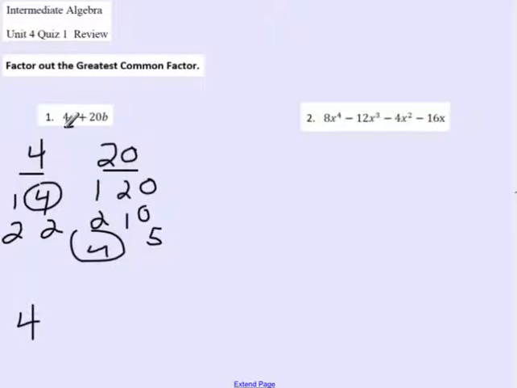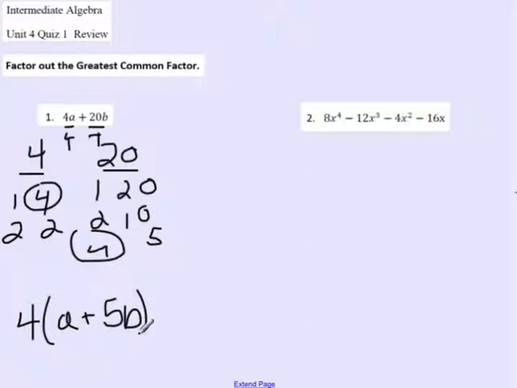Now I see an A here, but there isn't an A in my second term, so I can't take out an A. And same with a B. There's no B in my first term, so I can't take out a B. So all I'm doing is dividing each of those terms by 4. So 4 divided by 4 is just 1. I don't have to write the 1 when it's a coefficient, so I'm just going to write that as A. I won't take away points if you put the 1 there, but you don't have to. Then 20 divided by 4 is 5, and then you have B.